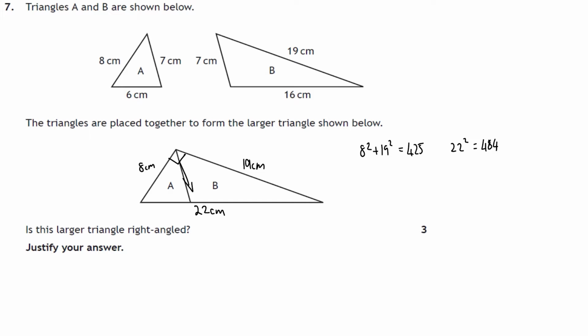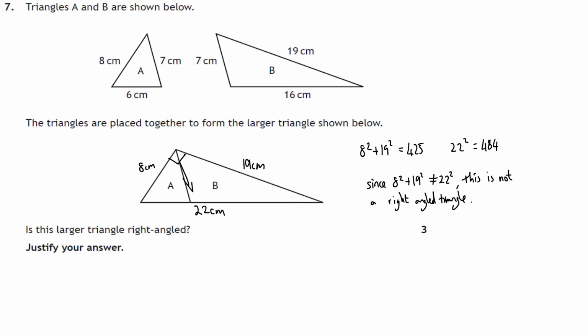Okay, so as the larger triangle right angled, well, if it was right angled, then a squared plus b squared would equal c squared, which it doesn't in this case. So since 8 squared plus 19 squared does not equal 22 squared, this is not a right angled triangle. Okay, and that's using your converse of Pythagoras method there.